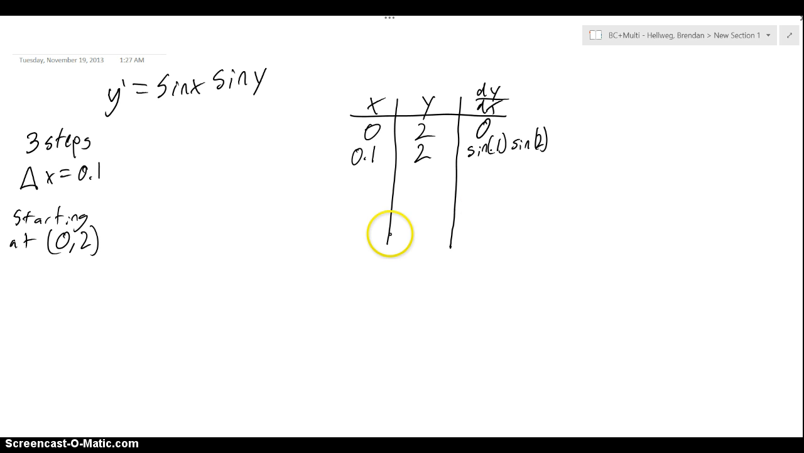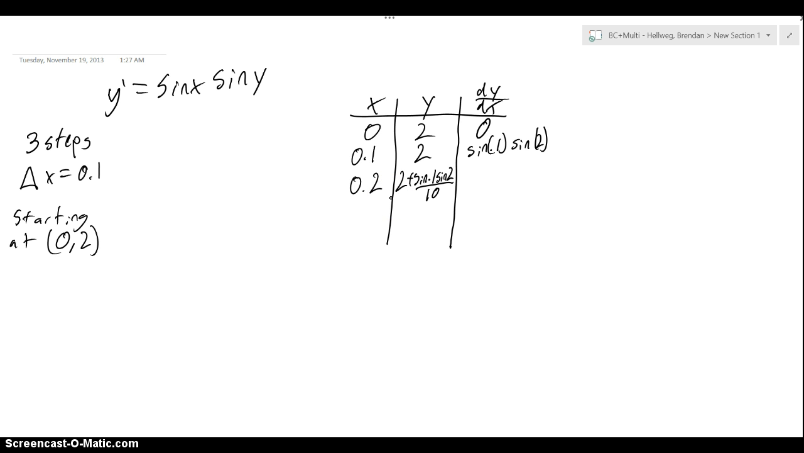So for the second step, we're going to progress on to x equaling 0.2 and y equaling 2 plus sine of 0.1 sine of 2 all over 10. The reason it's going to be all over 10 is because this is the slope over a full change in x value, while we're only moving over 1/10 here.